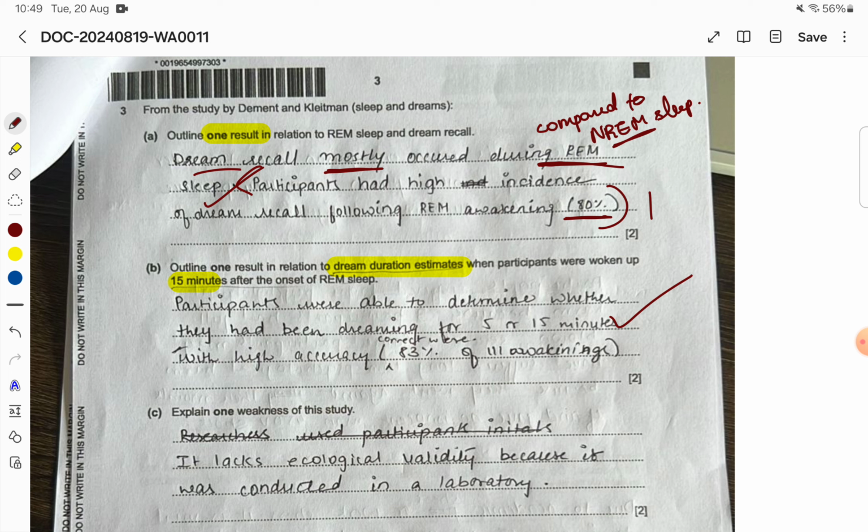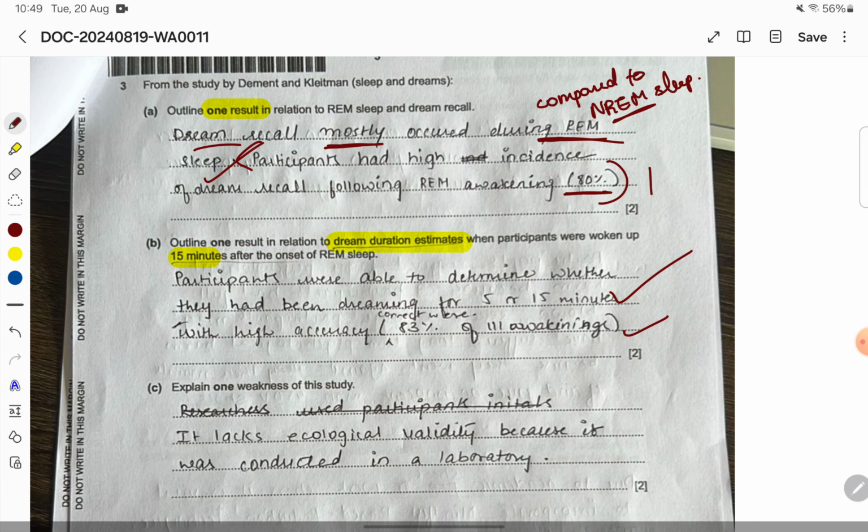But when they have asked for 15 minutes, like I said, something specific to 15 minutes has to be there. Now here the student says, on 83% of 111 awakenings, they were right, which is again correct, but the but is, this is a combined result for 5 and 15 minute duration which she has given, whereas they have asked for 15 minutes. See, when an aim is about 2 type of estimates, why do you think they have asked for only 1?